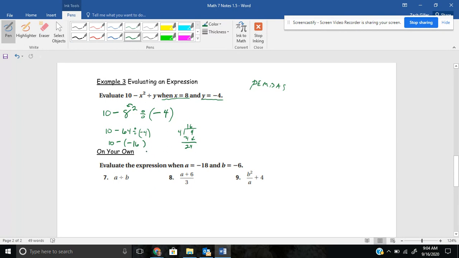Now, let's bring this over here. I have 10 minus negative 16. Now I need to remember my rules for subtracting integers. And that says to change my subtraction sign into an addition sign, and the next number to its opposite. Chop, chop. Now this just became real nice. 10 plus 16 would give me 26. Alrighty, there you have it.